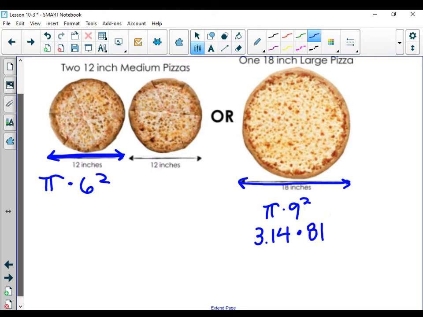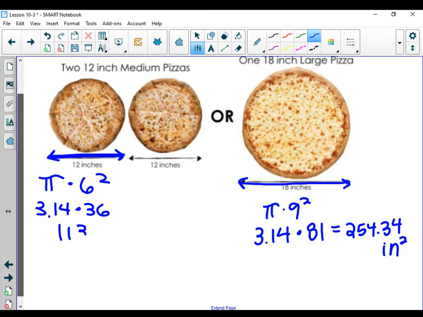So for the bigger pizza, I should have got 3.14 times 81. 454.34. Thank you. That is a lot of delicious cheese. For the smaller one, 3.14 times 36. 114.04 feet squared.